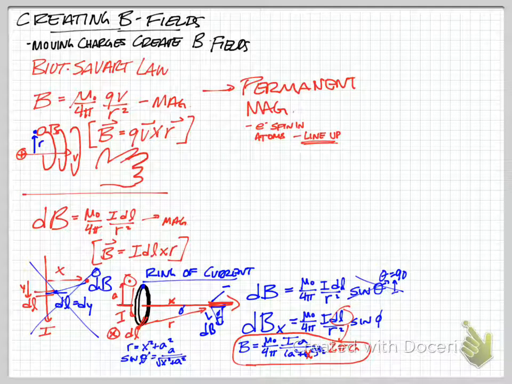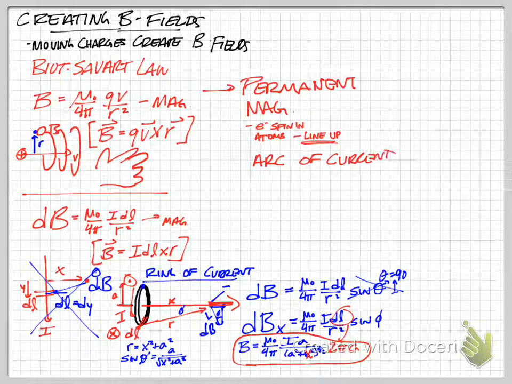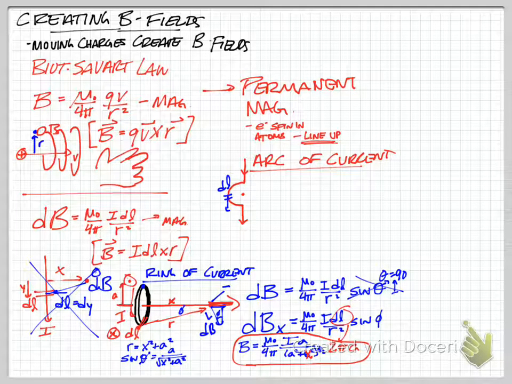The other case is, and we'll do it up here, the arc of current. For the arc of current, we have current running down. We have a semicircle of current, and our current continues to run down. And we're going to look at the magnetic field at this point. So let's say that's my piece of dl. My current's running that way, so dl runs that way. r is in that direction. And at every point, dl is perpendicular to r, so that's good news.